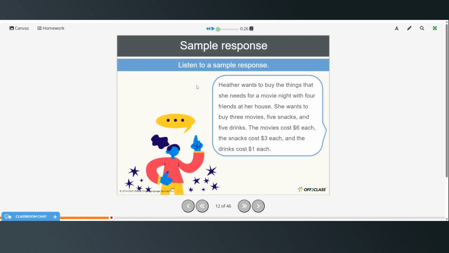All right, here's a sample response. Heather wants to buy the things that she needs for a movie night with 4 friends at her house. She wants to buy 3 movies, 5 snacks, and 5 drinks. The movies cost $6 each. The snacks cost $3 each. And the drinks cost $1 each.